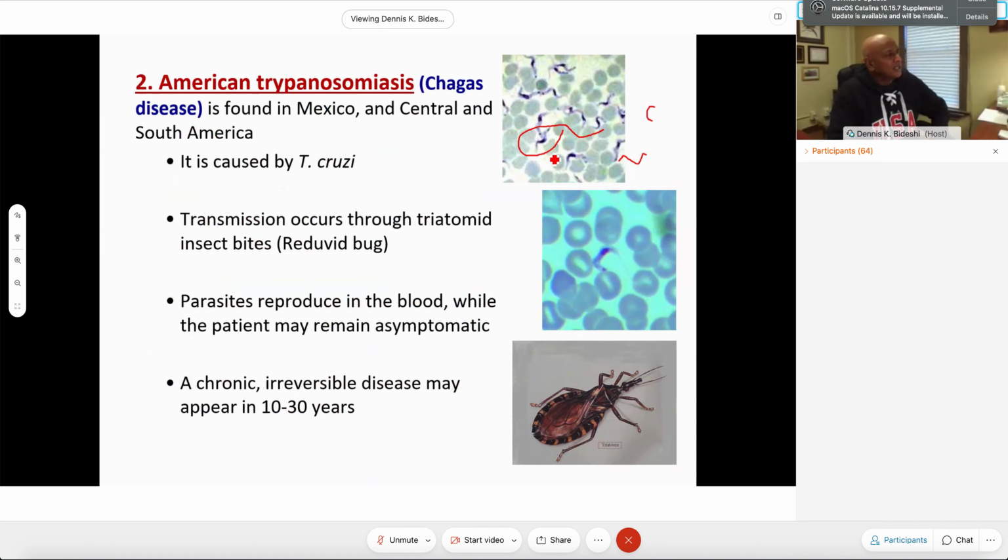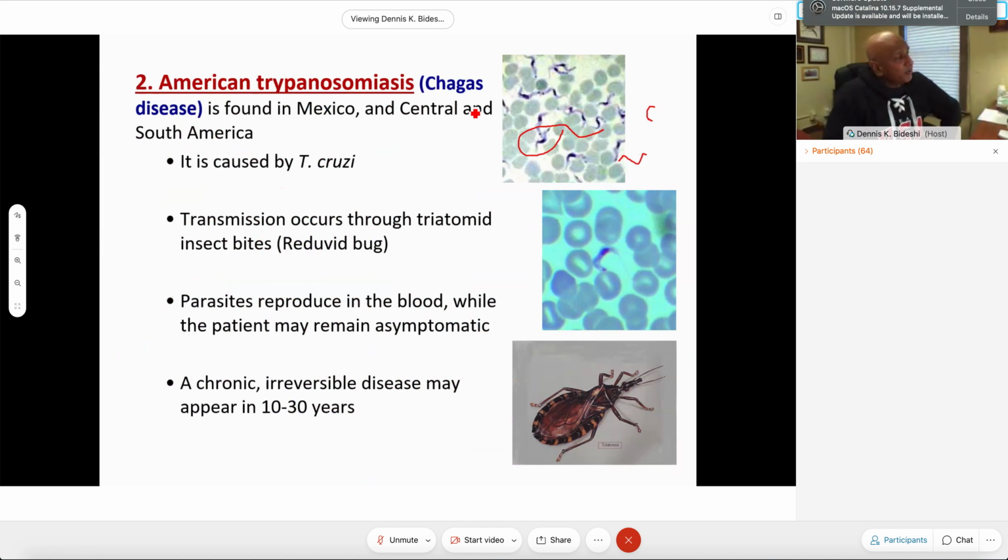So again, this is the one that causes American trypanosomiasis. It's also called Chagas disease. We find this primarily in Mexico, Central and South America. Of course, it's estimated that people are migrating to the United States. If you go to the border states, the estimates are pretty high, actually. So around the border area, anywhere between 300,000 and about 1 million people actually have this disease.